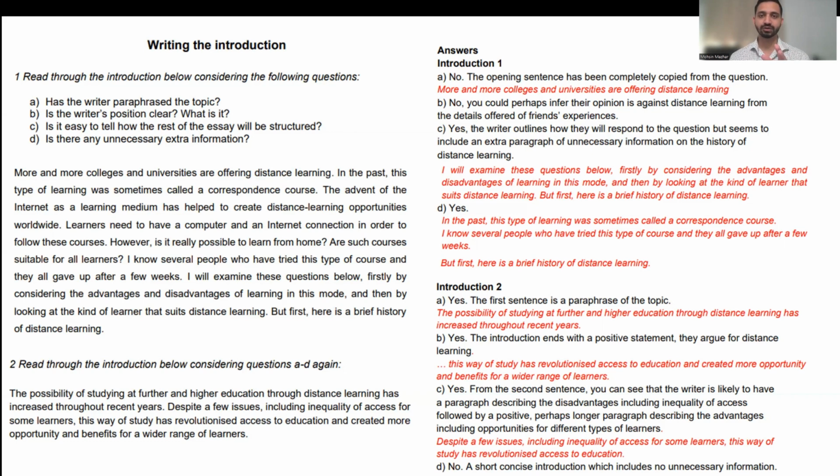And no, so look at the response B. No, you could perhaps infer their opinion is against distance learning from the details offered of friends' experience, but it's not clear. Okay. C, question number C, is it easy to tell how the rest of the essay will be structured? Yes, it's easy because they've written, the writer outlines how they will respond to the question, but seems to include an extra paragraph of unnecessary information on the history of distance learning. So if they're going to be writing about the history of distance learning, I think that's not needed, and that is unnecessary information. You shouldn't be writing unnecessary information.